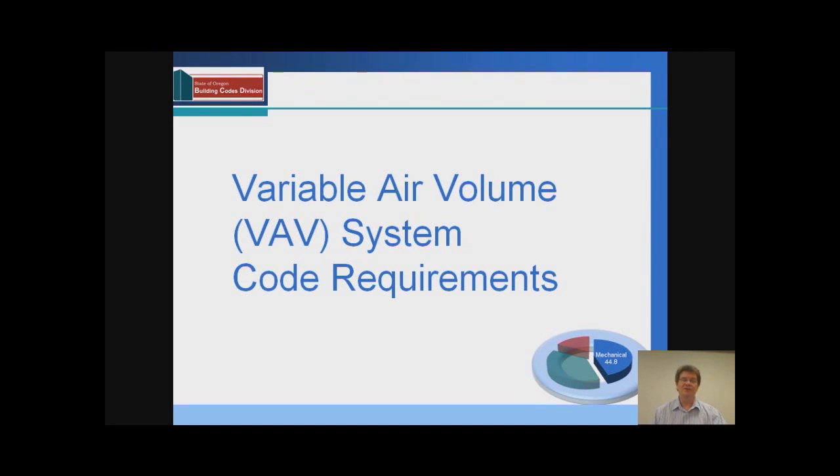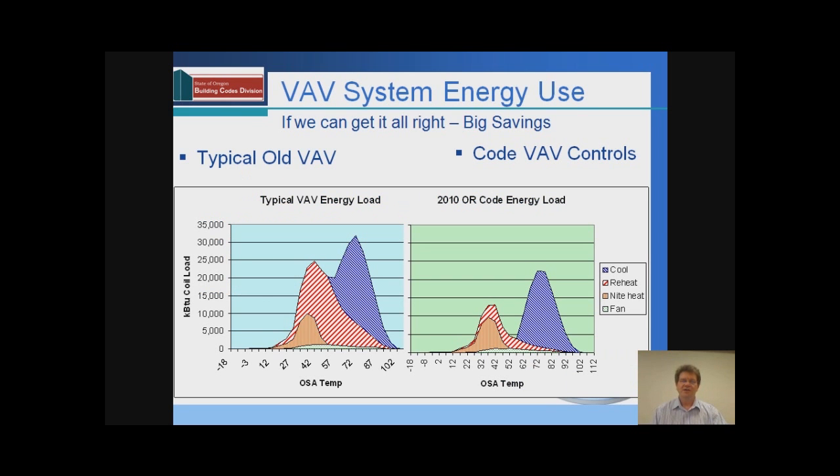Okay, let's talk about the new requirements on variable air volume systems. These systems are unfortunately a significant energy user, and it's important that they have requirements and that the requirements get enforced. Again, we've got our little mountain of energy diagram similar to the one we had earlier, except you'll notice there's a lot more energy being used.